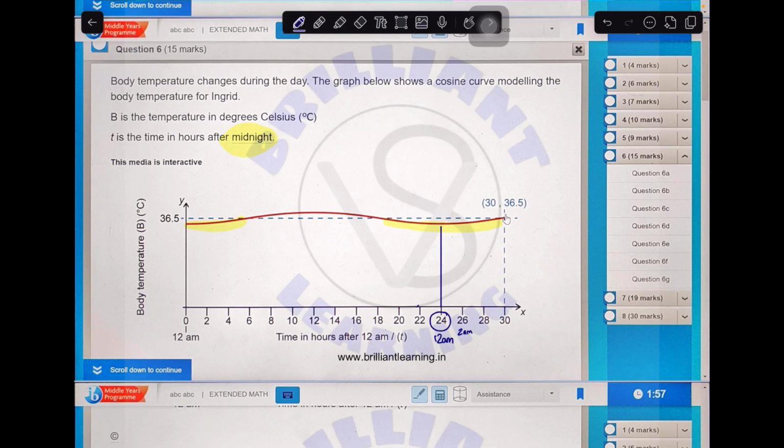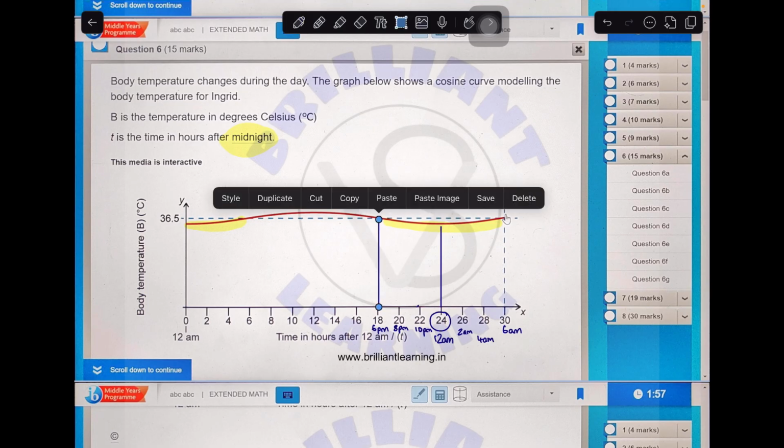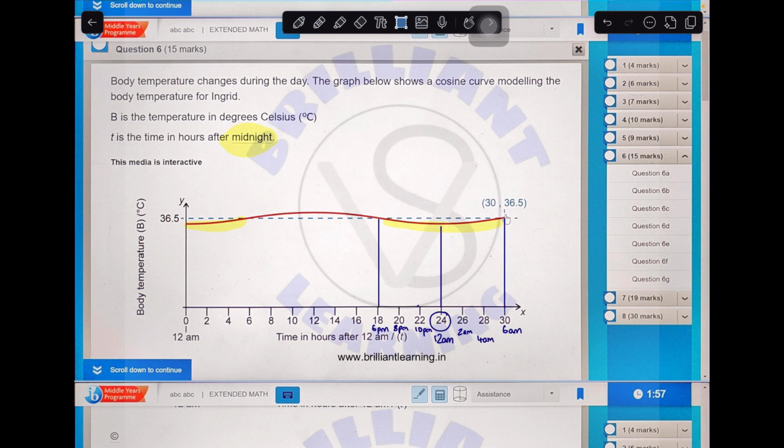So this would be 2 a.m., 4 a.m., 6 a.m. And then working backwards, we would have 10 p.m., 8 p.m., and 6 p.m. So anywhere in the region of 6 p.m. to 6 a.m., she can have this sleep. Now, obviously, there's not many people that go to bed at 6 p.m., but it does say that she needs 8 to 10 hours of sleep, so you must make sure you are within that as well.